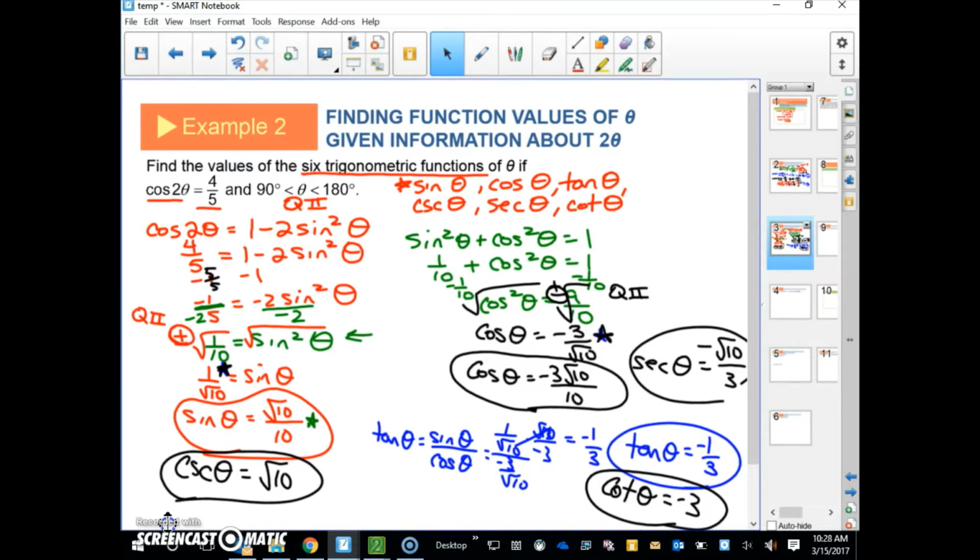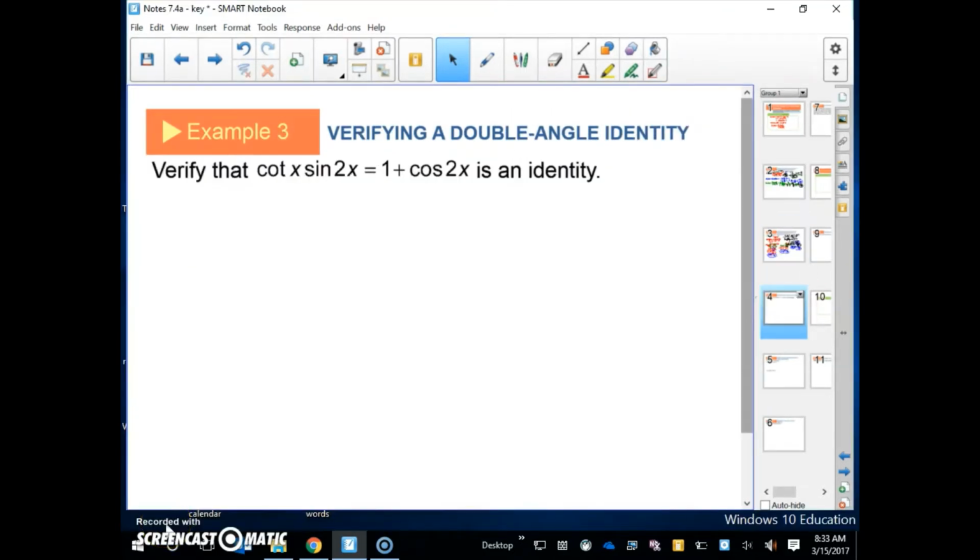Find an identity, and then basically isolate your answer. Example 3, verify this identity. Okay, verify this is an identity. So we've got cotangent x sine 2x equals 1 plus cosine 2x.